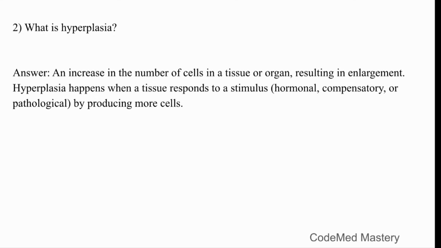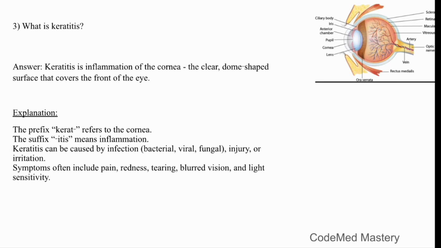Okay, next question. What is keratitis? Itis means inflammation, right? So, keratitis is inflammation of the cornea, the clear dome-shaped surface that covers the front of the eye. Here I have given the explanation. The prefix kerat means cornea, suffix itis refers to inflammation. You can see in the diagram, cornea is the clear dome-shaped surface that covers the front of the eye. And the prefix kerat refers to cornea. Next question.